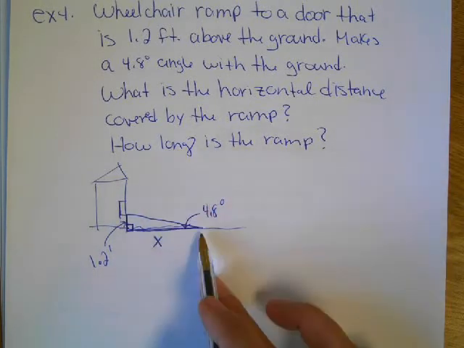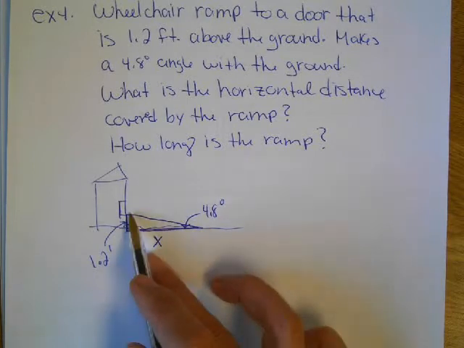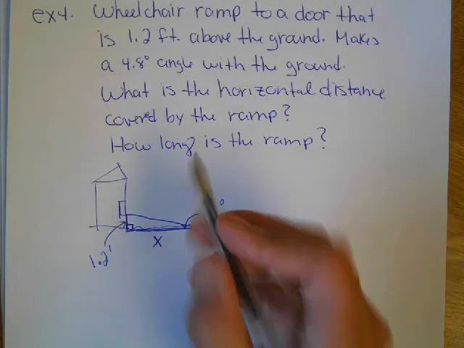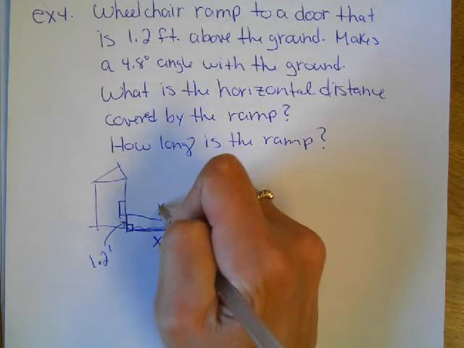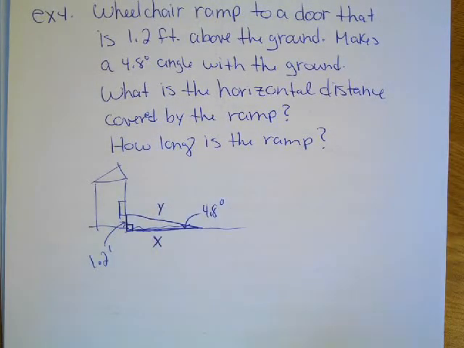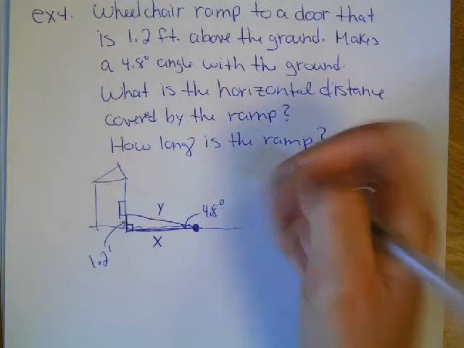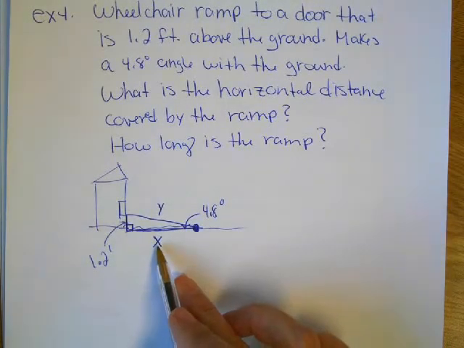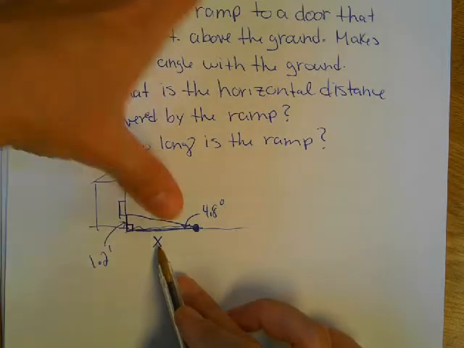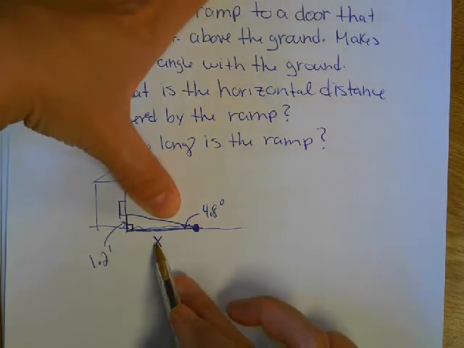And then how long is the ramp? The actual ramp is what the wheelchair or the person would walk up. That's this here. I'll call that one Y. So we have two unknowns, so we'll have to set up two problems. And our reference is the 4.8 degrees. Let's find that horizontal distance first.